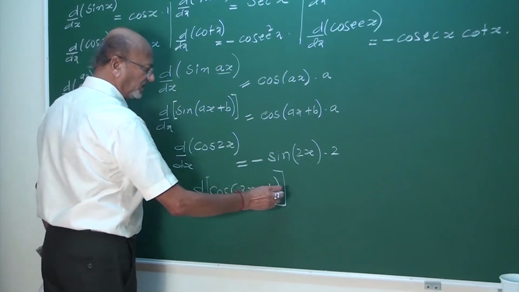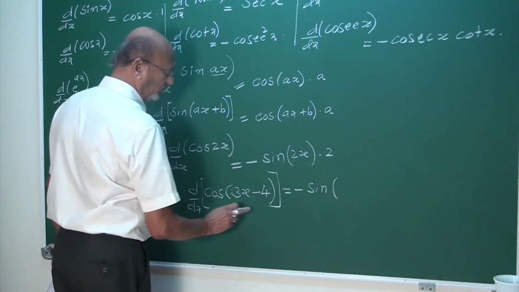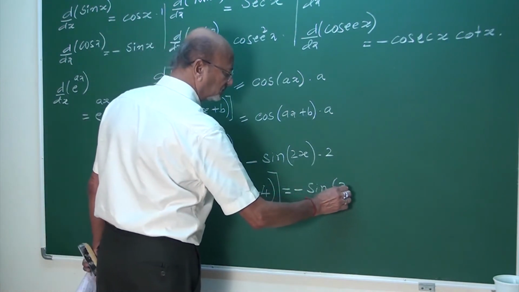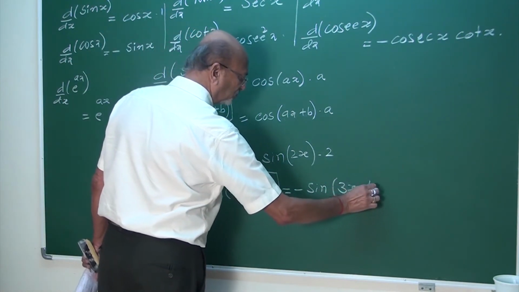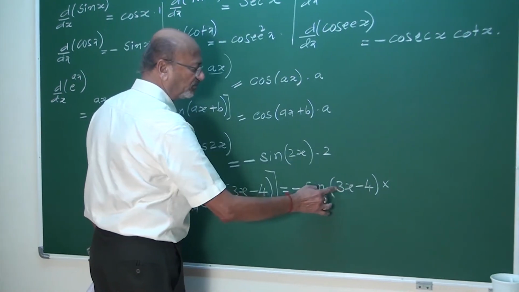10. Derivative of cos is what? Minus sine. Whatever is given, you have to write first, as it is. 3x minus 4, into, is it x? No. Then write the derivative of this angle.